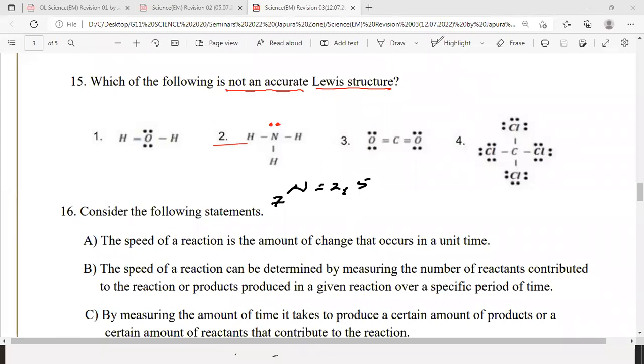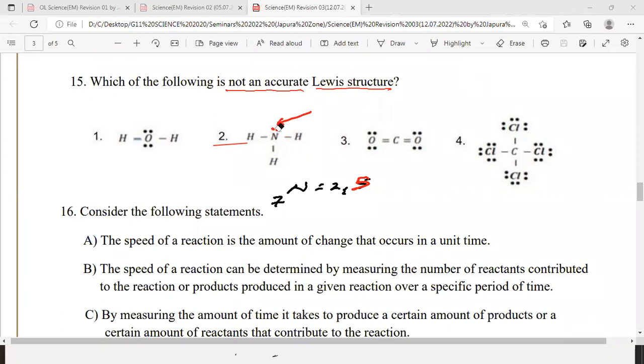Out of 5 electrons, 3 electrons participated in the bond formation. Look at here: 1 electron here, the other electron here, and the other electron here. So after that, the other 2 electrons remain as what? Lone pair. So therefore, this is also called non-bonding pair.